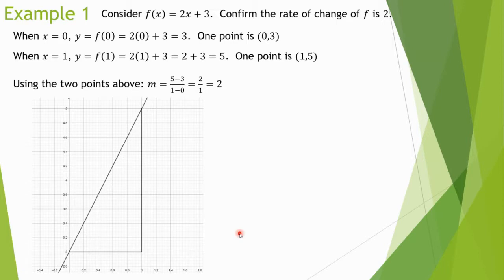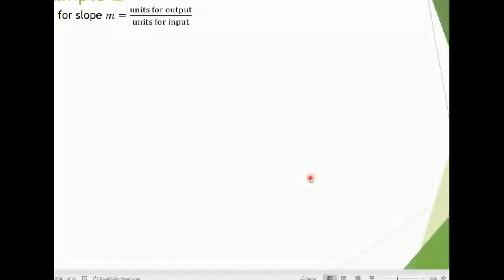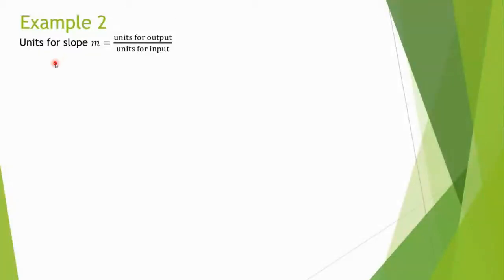And really part of the second example here is this will come up when we do some word problems. When you have the slope, the units for it are going to be the units for your output divided by your units for your input. Same thing with rate of change.